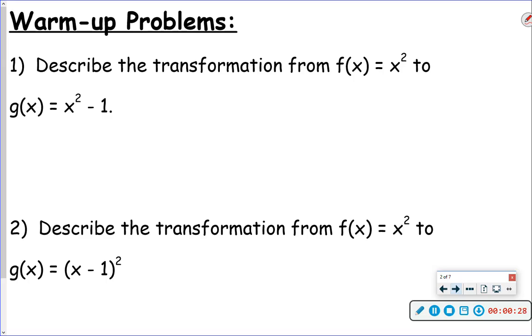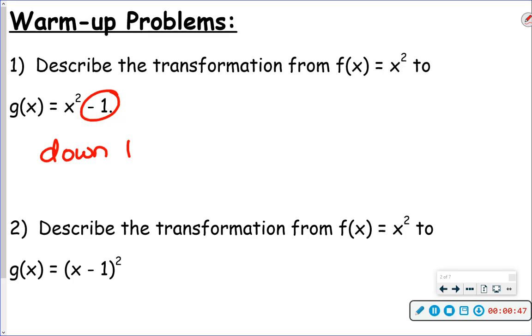First one, of course, a quadratic with the x squared. Describe the transformation from f of x equals x squared to g of x equals x squared minus 1. Clearly, they've added this minus 1 on it. Remember, if you add or subtract something from the back of the function, it moves it up or down. Minus 1 moves it down 1.